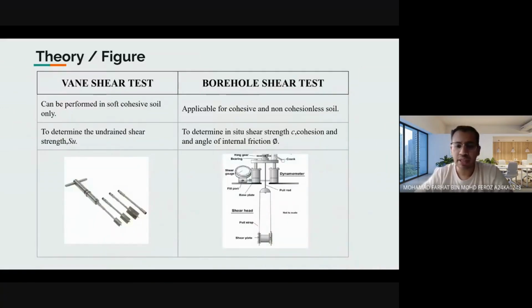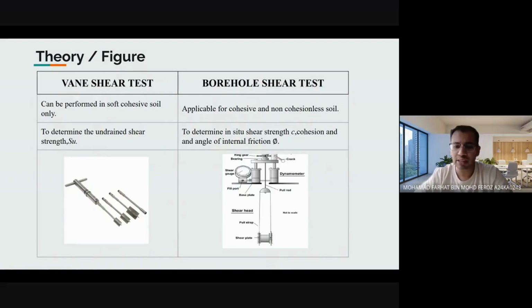Both tests measure the shear strength, but they are used for different types of soil. The vane shear test is specifically designed for soft, cohesive soil, while the borehole shear test is more versatile, applicable to both cohesive and non-cohesive soils. The parameter measured by the vane shear test is the undrained shear strength.